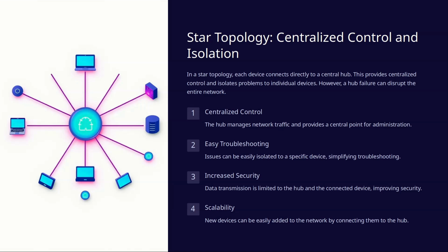It allows easy troubleshooting because only one of the devices might not be working, and you can find out from the hub which one is not working. There's slightly increased security because the data is not transmitted to all the devices. It's from one device to the hub and then to the destination device. And for scalability, new devices can easily be connected to the network by connecting them to the hub.